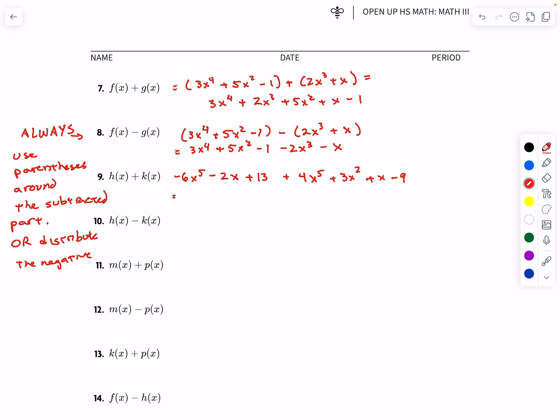Let's see. This time we have a couple of terms that combine. Negative 6 and 4 is negative 2 of the x plus x to the 5th terms. We only have 3x squared. Let's see. Minus 2x plus 1x is minus 1x. And then 13 minus 9 is positive 4.